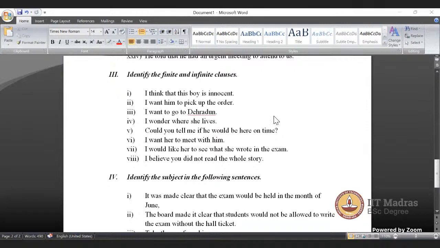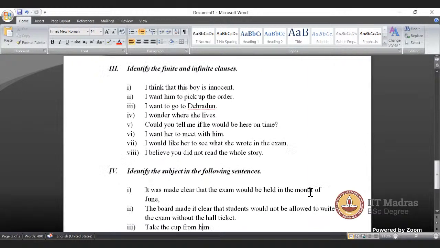So one part has tense and the other doesn't. The first part doesn't: "her to see" does not have tense, it's a non-finite infinitive. But what she wrote in the exam, the clause within that infinitive clause, has a tense, right? This is past tense. Okay. Eighth one: I believe you did not read the whole story. "I believe you", this is finite. Yeah, "you did not read the story", you have past tense. This has a tense, it's finite.